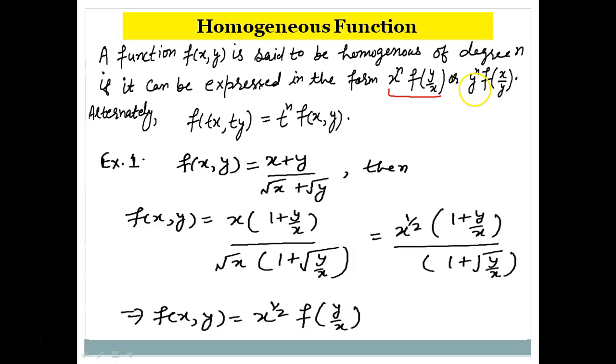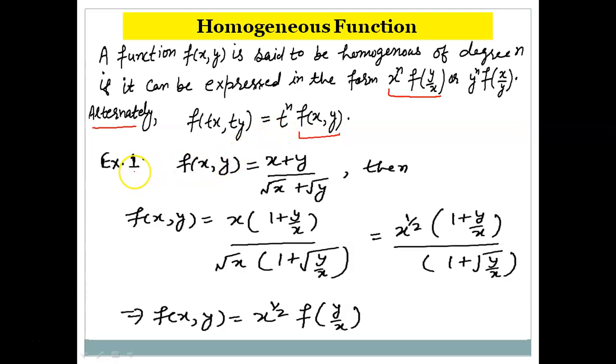Or alternately, you can also take some power of y common outside and you are left with a function of x by y. Another way to represent a homogeneous function is that if you replace x with tx and y with ty, then you will be able to take t raised to power n outside and the function will remain as such, f of x, y. In that situation, we'll say that this f of x, y is a homogeneous function of degree n.